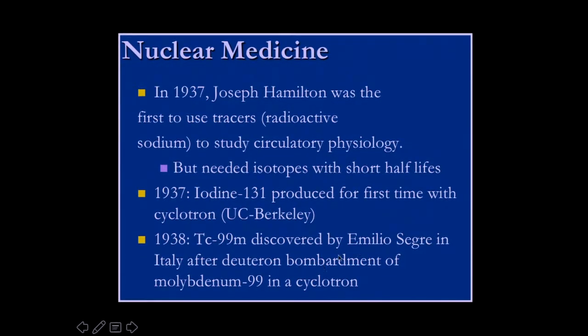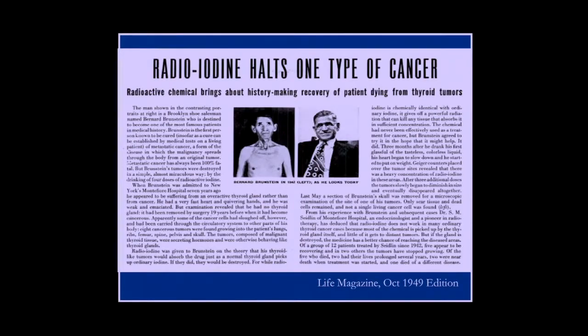This stuff was developed by a man named Emilio Segre, who got a Nobel Prize 10 years earlier for identifying the antiproton. Now, the reason I wanted to mention iodine was this patient in 1949 was the first patient ever treated with radioactive iodine-131, the first patient ever to be cured of a disease that would have killed him, which was metastatic thyroid cancer.